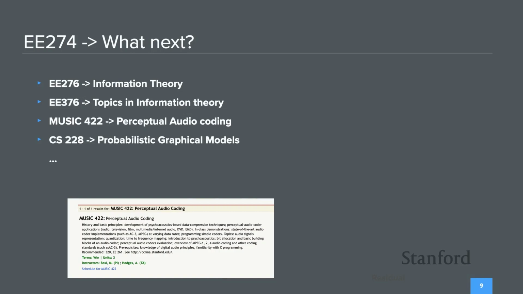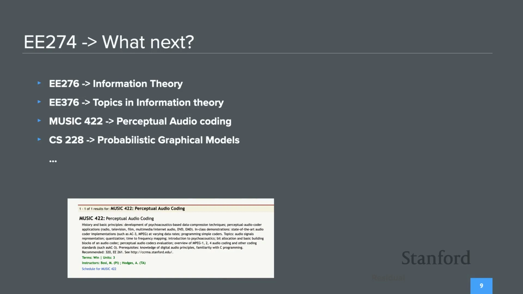EE376, Topics in Information Theory. There used to be a series, EE376 A, B, C. EE376C was the first course I took at Stanford when I came to Stanford. It was called Universal Schemes in Information Theory, where we actually proved that LZ78 achieves the entropy rate for stationary sources and even more powerful finite results. I don't know if there is a plan to offer it. There's a plan, but not a complete timeline. So if you're at Stanford when that happens, take a look.